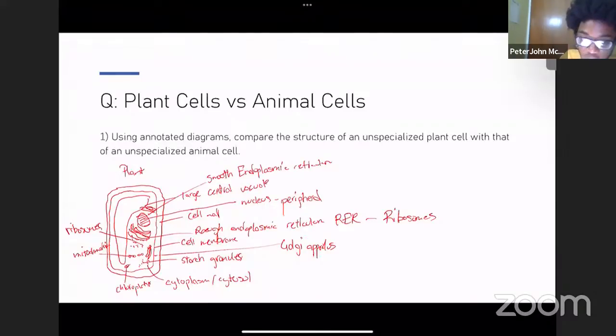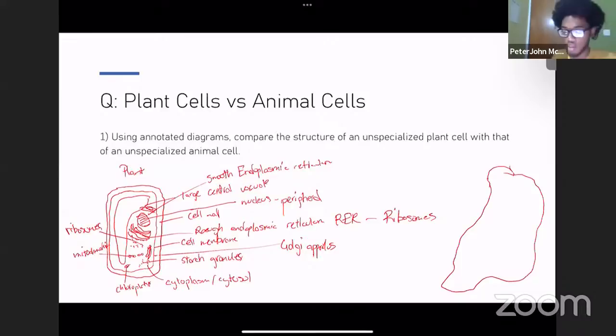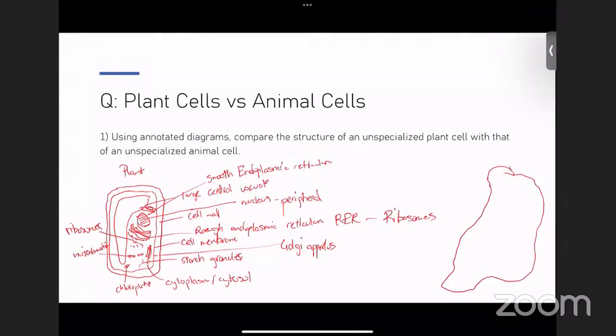If we were to draw an animal cell, how would you draw it? Sir, it has an irregular shape, so like circular and something. Like a sphere. Yeah, just irregular. Perfect. Irregular. Cell wall? No, sir. What's the cell wall of the plant made of, by the way?